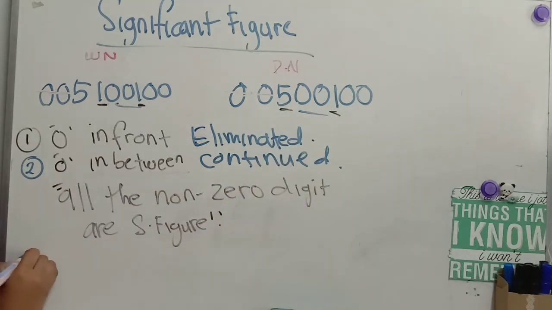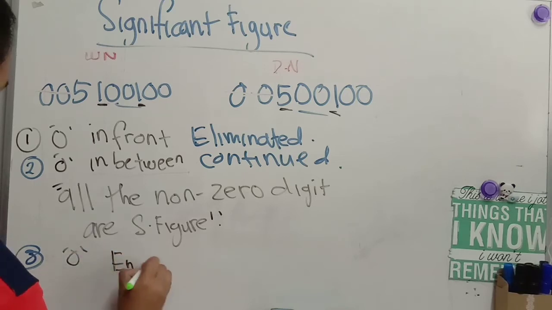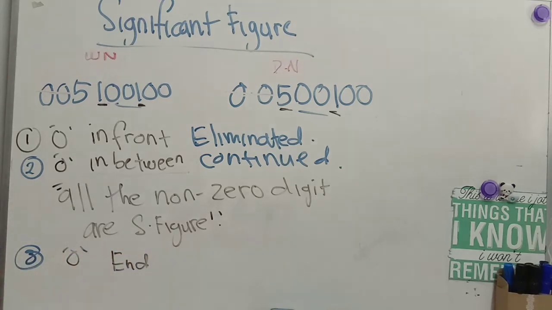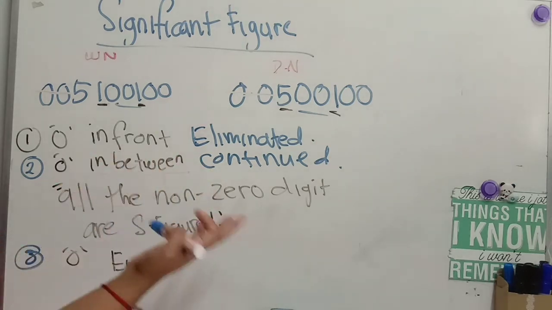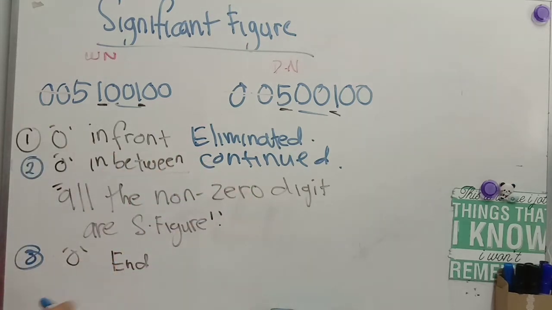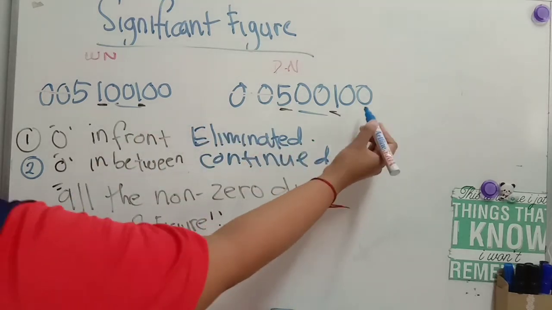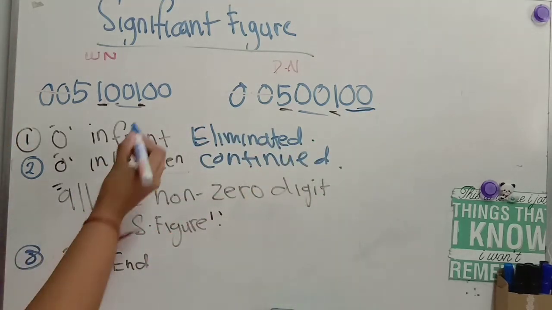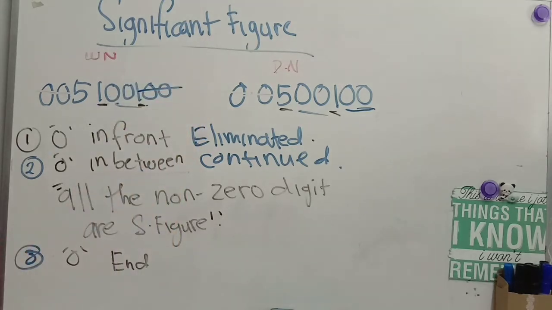And the third one will be zeros at the back, or 0 at the end. Whether we want to continue with it or eliminate it, I will show the differences between the whole number and the decimal number. The first one in front we eliminate for both. The second one we continue with for both. But we will only continue the zeros at the back of a decimal number, whereas we would not take any zeros at the back of the whole number.